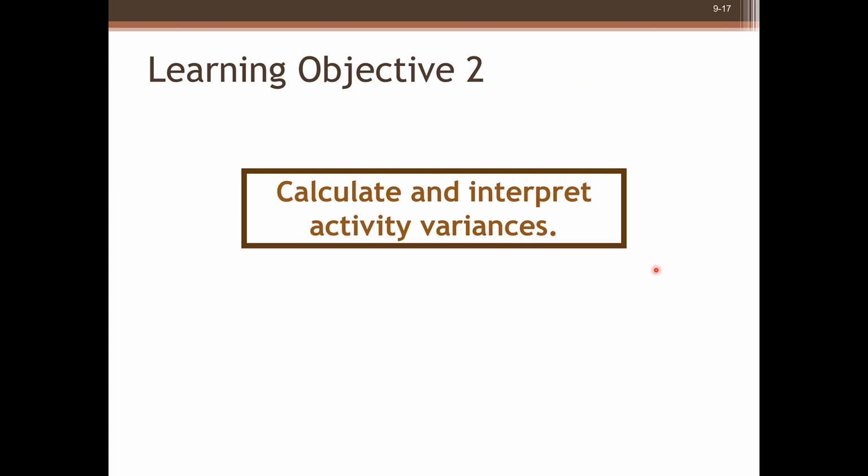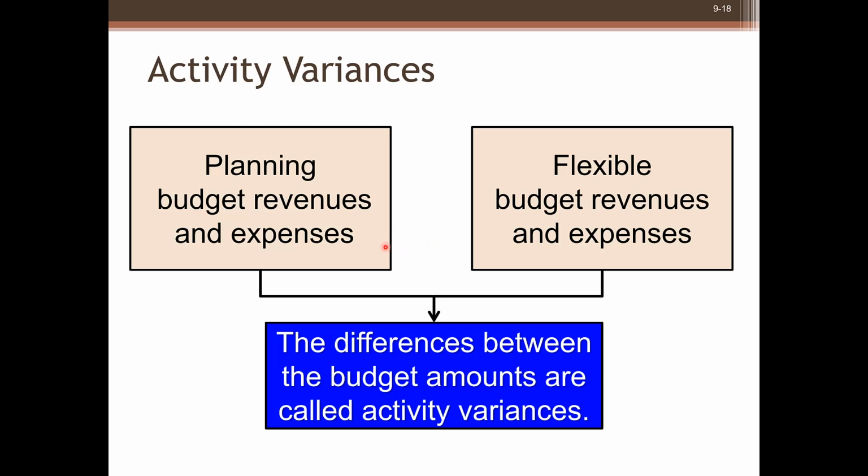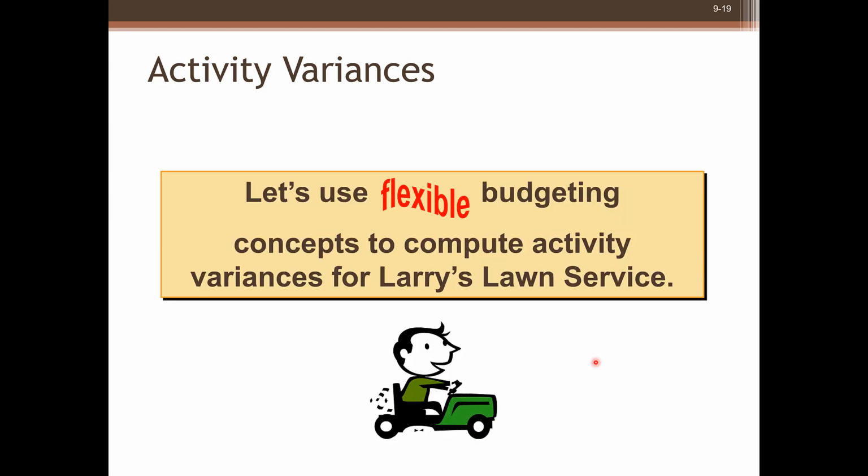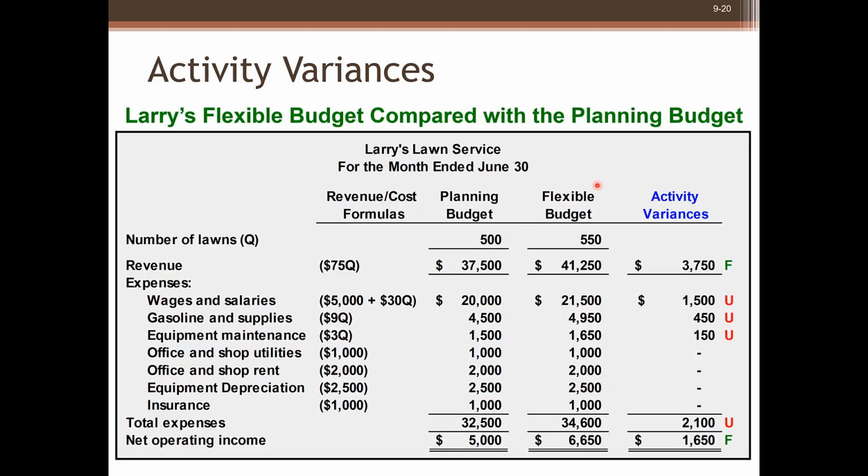Next, we will calculate and interpret activity variances. If we compare planning budget revenues and expenses with flexible budget revenues and expenses, the differences are called activity variances. Let's calculate activity variances for Larry's lawn service. This is a table to compare Larry's flexible budget with the planning budget. Please keep in mind, the only difference between the planning budget and the flexible budget is the level of activity. The planning budget is based on the planned level of activity, 500 lawns here.